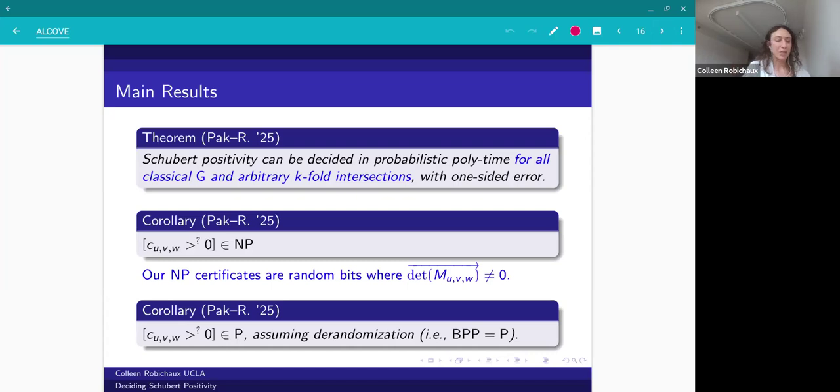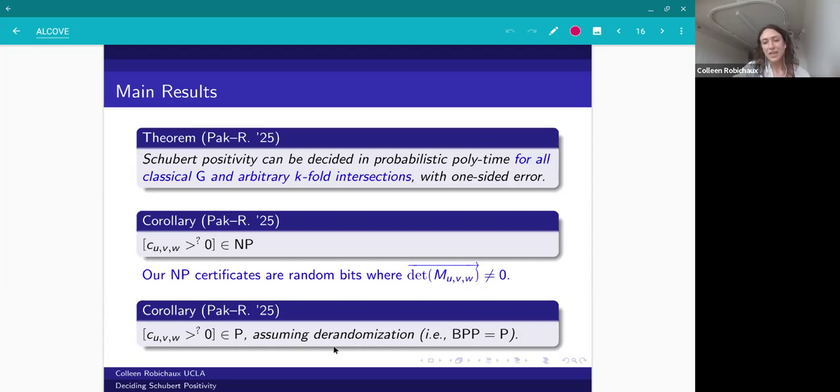Because if I plug my random entries into this determinant and I get a number that's not zero, I know with 100% certainty that that coefficient has to be positive by Perbous's lemma. If I plug entries into that determinant and I get zero, I might have accidentally made the matrix singular, but the Schwartz-Zippel lemma bounds the probability of me accidentally sampling a root there. And so we get that probabilistic polynomial time result for our Schubert vanishing problem.